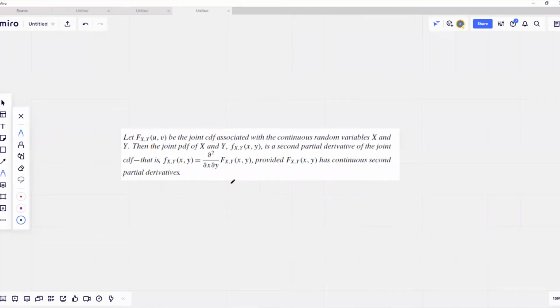If x is a continuous random variable and we are given its CDF function big F of x, then to find PDF from CDF, we have to find the first derivative of the CDF function.